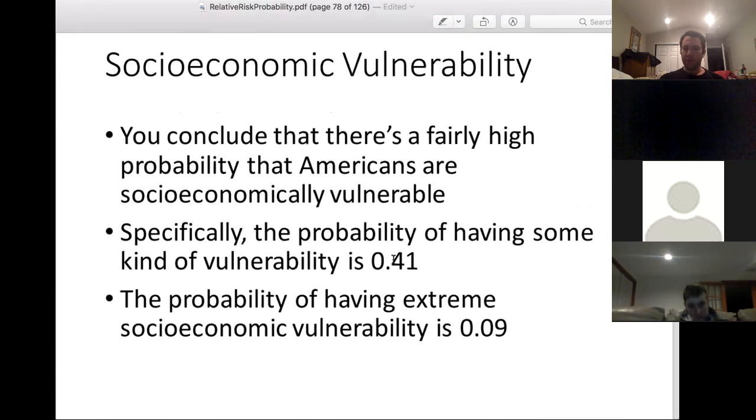So from that 41%, you can conclude from this study that there is a fairly high probability that Americans are socioeconomically vulnerable. It's a good amount of people, 41%, who are either poor or do not have health insurance. And the probability of having extreme socioeconomic vulnerability is 9%, and that's being both poor and not having health insurance. So those are the people who are at the most risk.